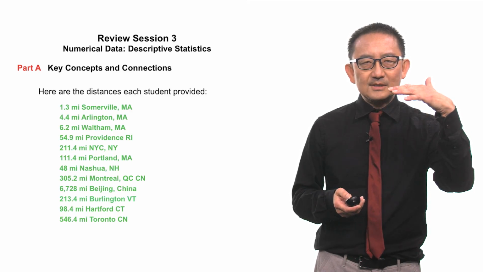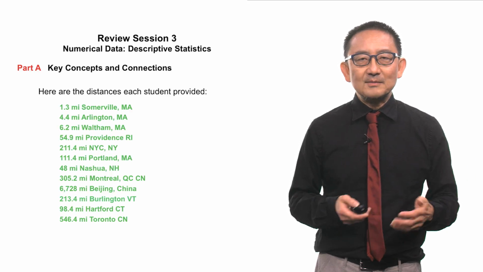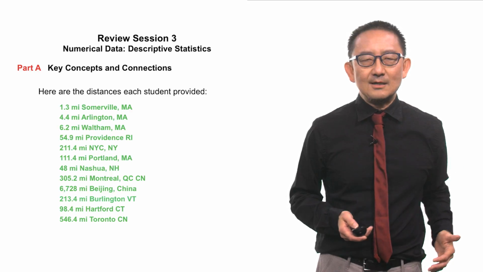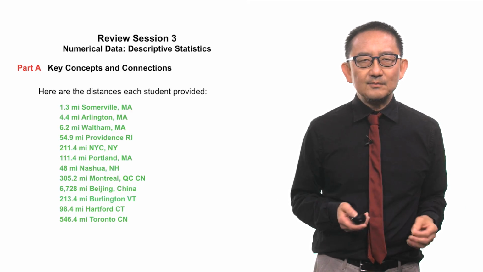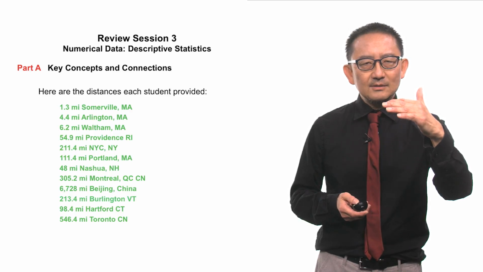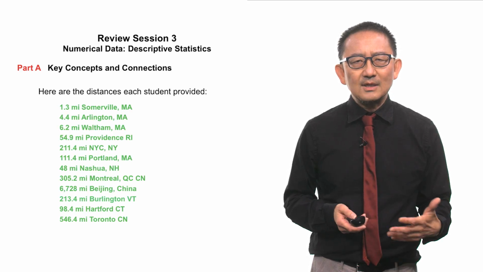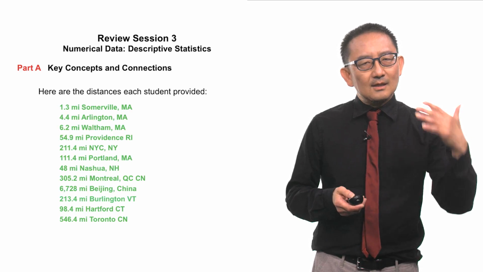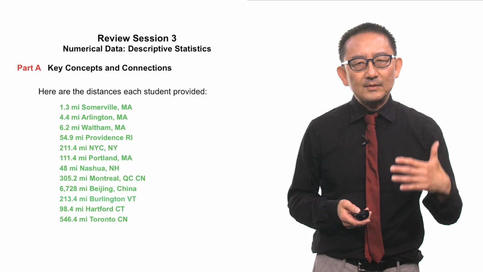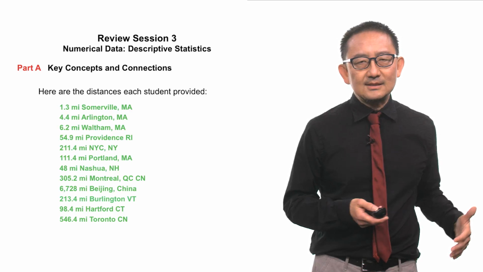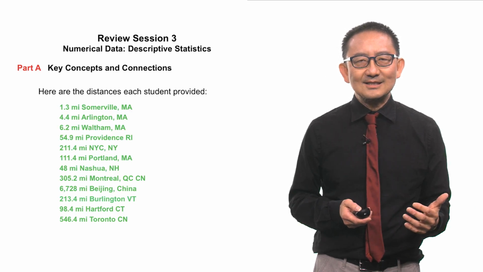You'll notice that the top starts with Somerville, Arlington, Waltham. For those of you who aren't from the Boston area, these are all local towns not too far outside of Cambridge. And then we see some other cities: Burlington, Vermont; Hartford, Connecticut. Then we see a couple in Canada, Montreal and Toronto. And then, of course, we see one that stands out, the one from Beijing, China.